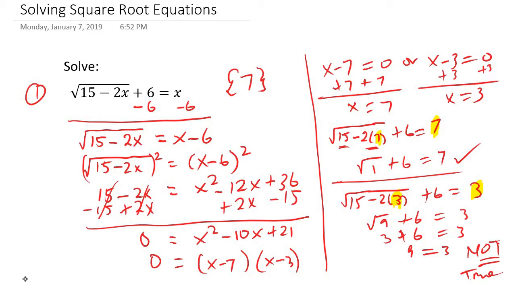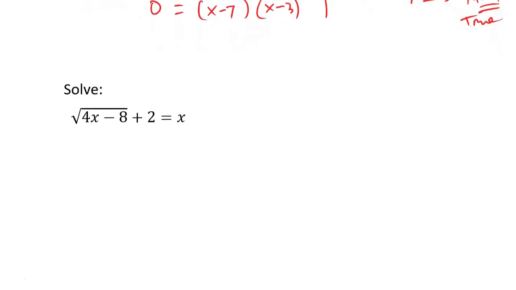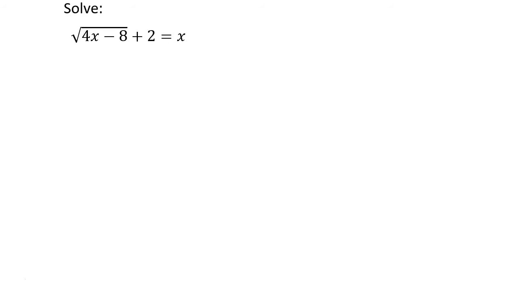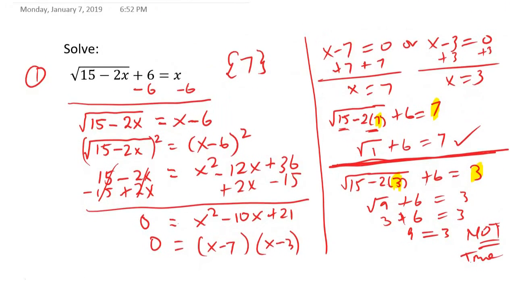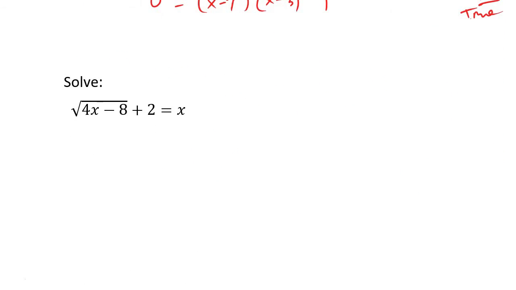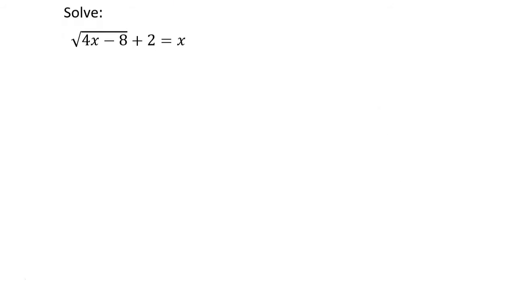So this is the reason you have to test every single solution you get whenever you solve a square root equation. All right. Okay, here is another example. In this case, it's similar to that one. We just want to confirm what we have been getting, okay?